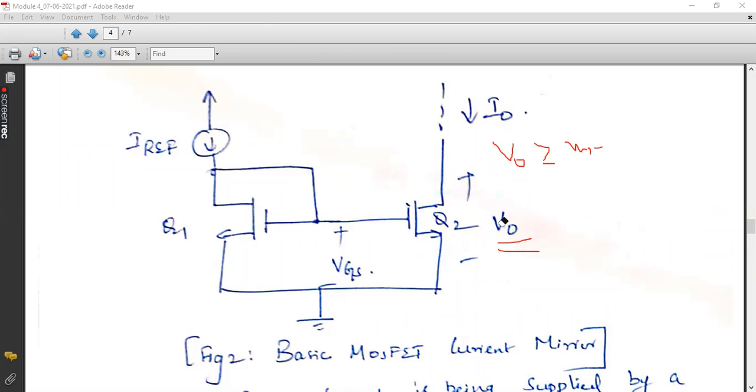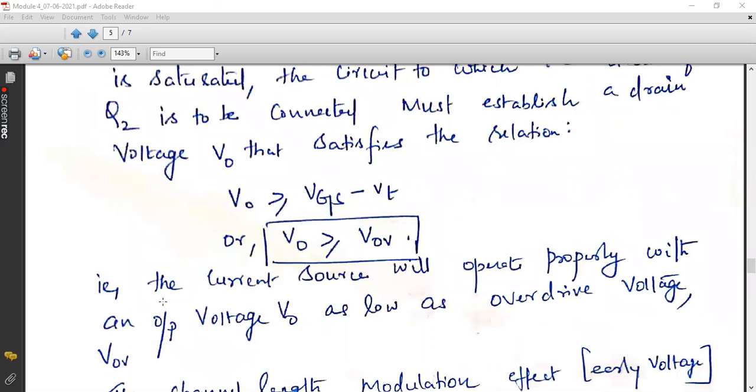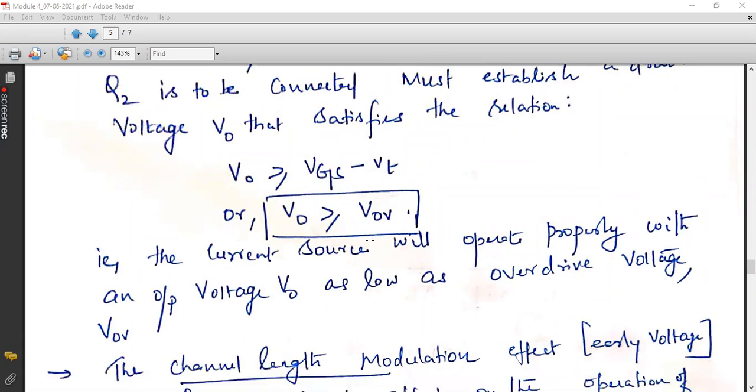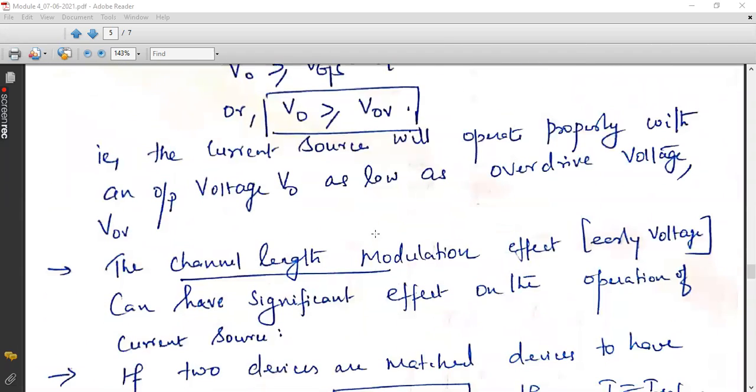So I'm going to maintain both Q1 and Q2 in saturation, right? In order to maintain Q2 in saturation, I should write the condition that V naught is greater than or equal to VGS minus VT. Now what is VGS minus VT? VGS minus VT is nothing but the overdrive voltage. So if you maintain the output voltage greater than or equal to the overdrive voltage, then we can maintain Q2 in saturation.